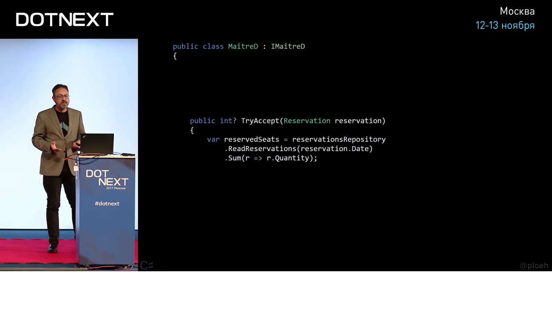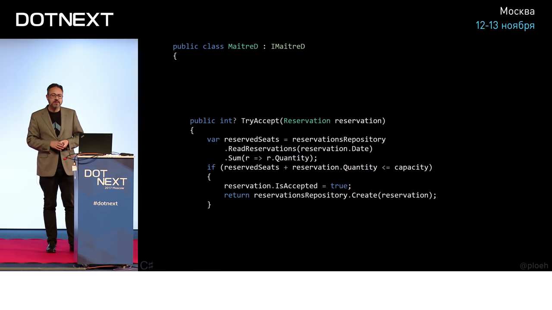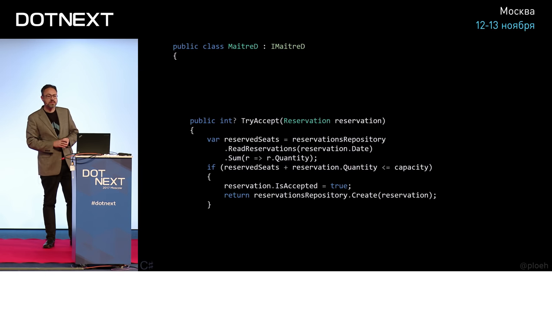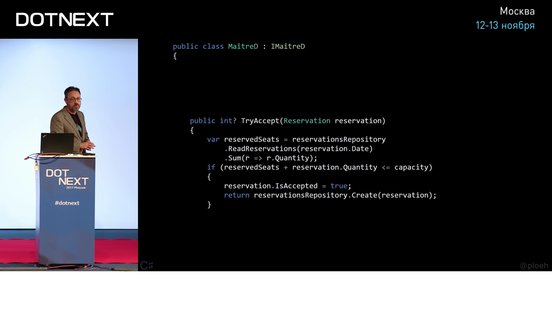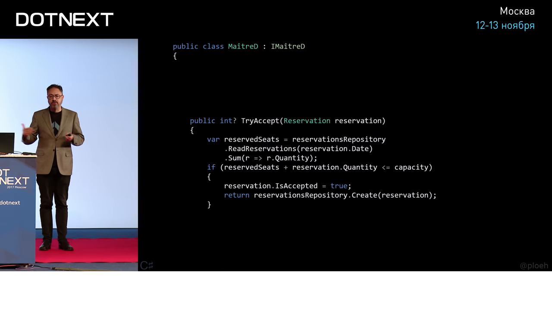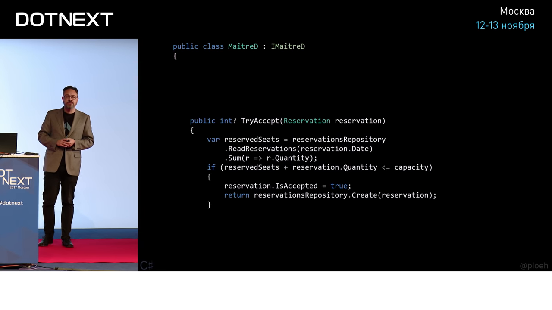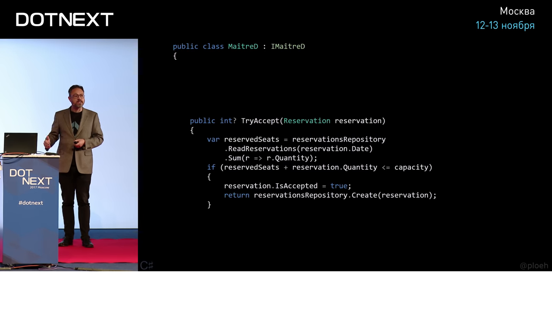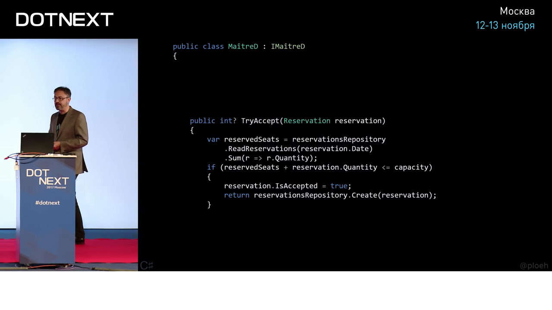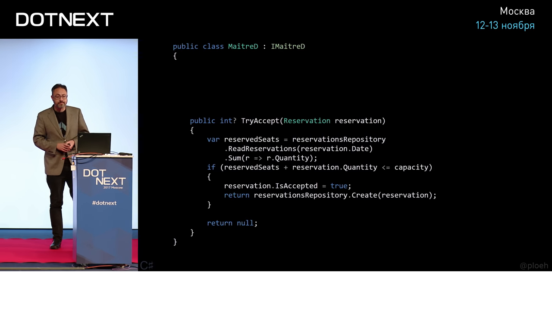Once I have that information, I can make the business decision. If the reserved seats plus the requested new quantity is less than or equal to the capacity of the restaurant, I can set isAccepted to true, and I can call reservationsRepository.create. That method is intended to return the row ID from the database, and we'll just return that. It's going to be cast into a nullable int there. Otherwise, we'll just return null.